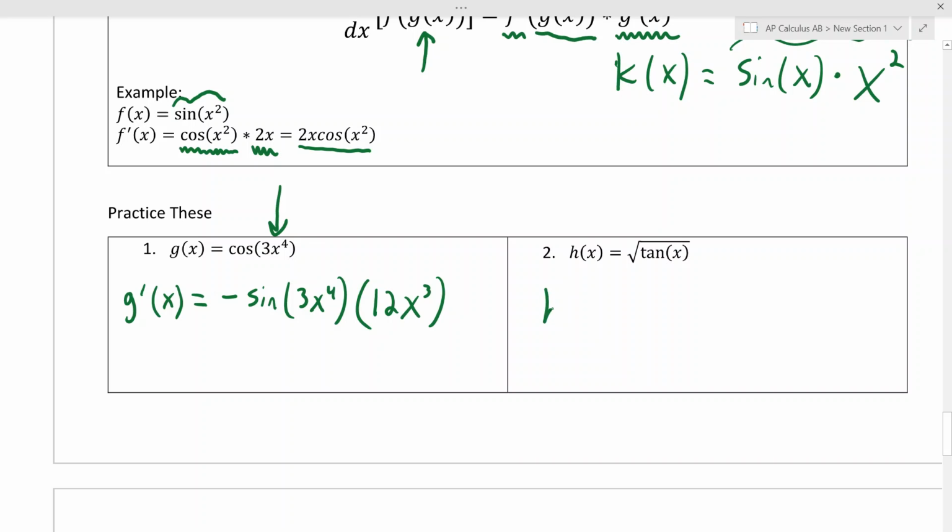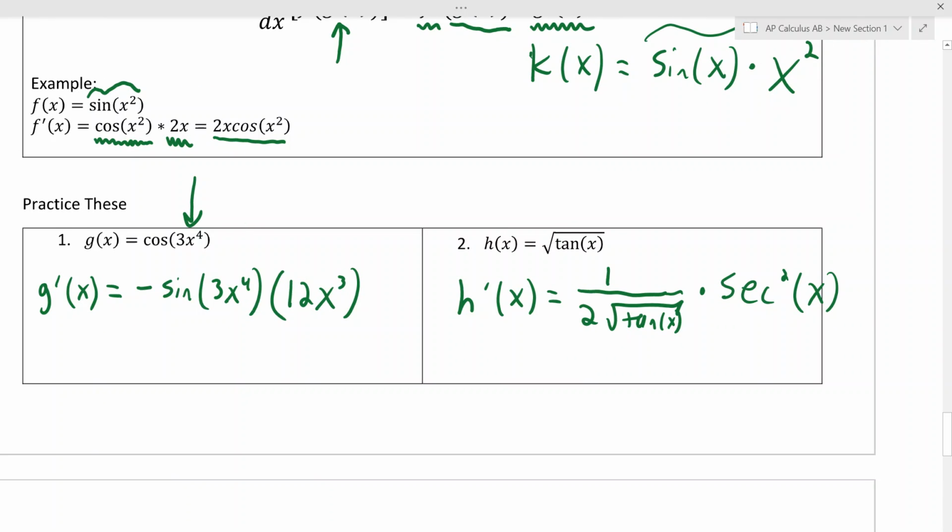When you derive number 2 here, h prime of x, that's the square root of tangent. The derivative of the square root of anything, as long as it's a square root, not a cube root, is 1 over 2 root, the same thing. That's just the power rule. That's a half tangent to the negative half. But then I need to multiply that by the derivative of tangent, which is secant squared.